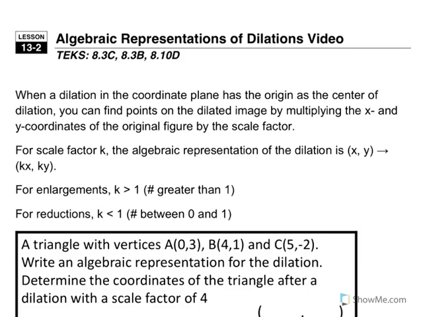When a dilation in the coordinate plane has the origin as the center of dilation, you can find points on the dilated image by multiplying the x and y coordinates of the original figure by the scale factor. If you notice, you see the term factor, and remember that factor, when we're talking about math, is one of the numbers in a multiplication problem.